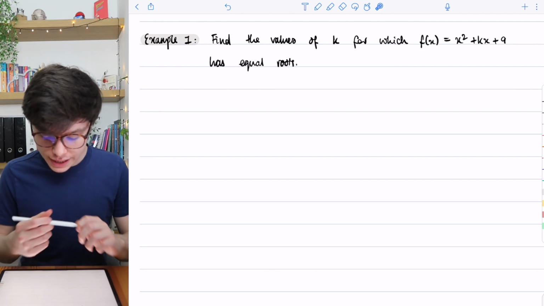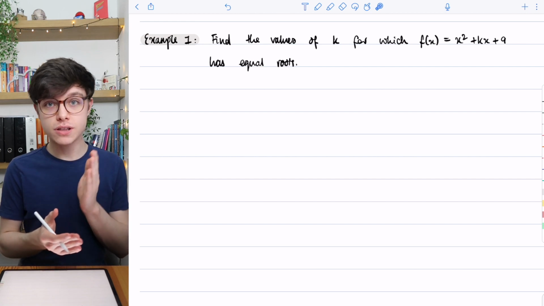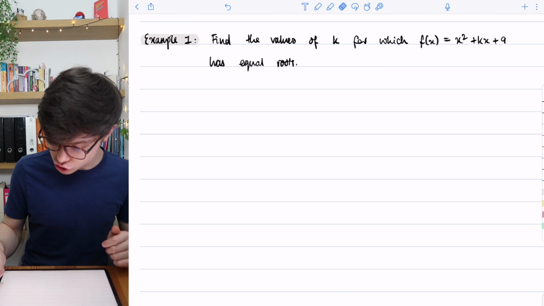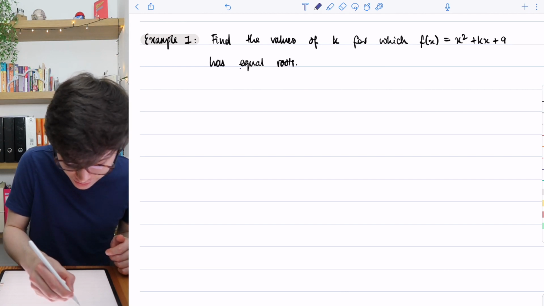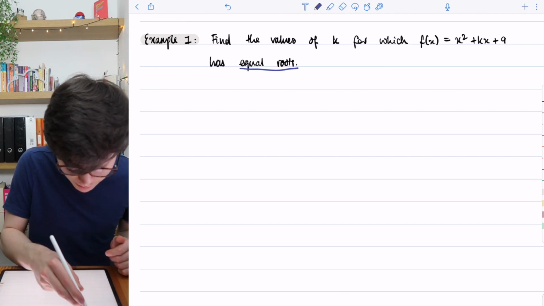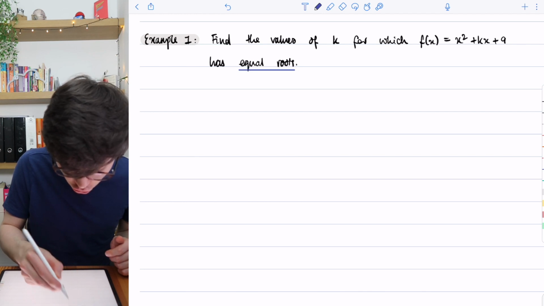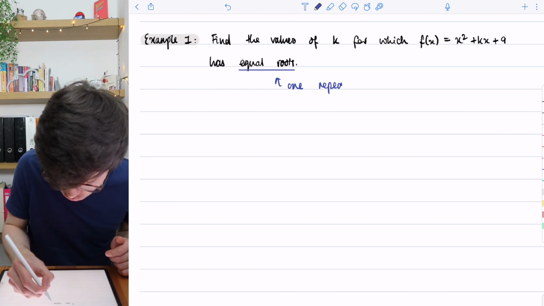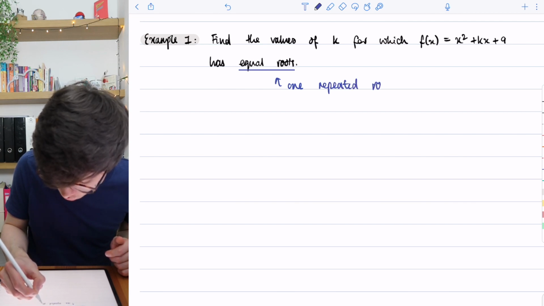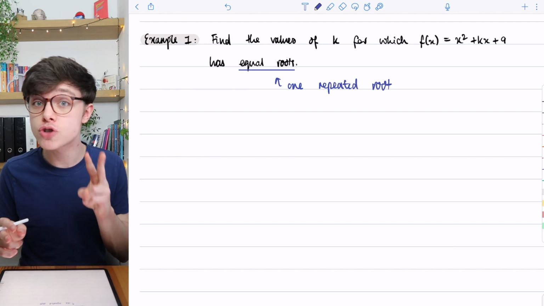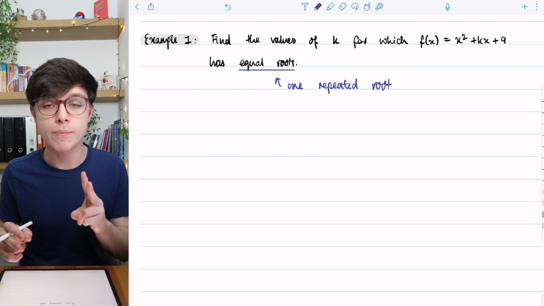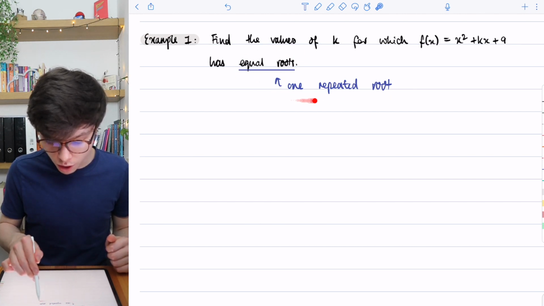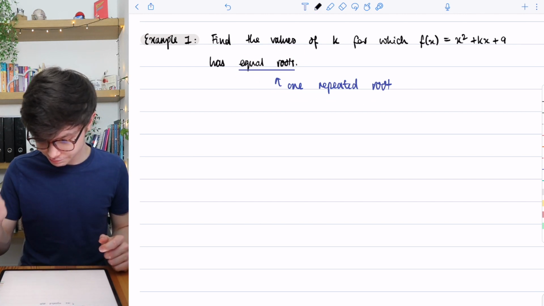So again, we need to find the values of k for which this function has equal roots. Equal roots is just another way of saying one repeated root. Okay, because one repeated root signifies we do have two roots, we've just got one root repeated twice. So equal roots is another way of saying one repeated root.